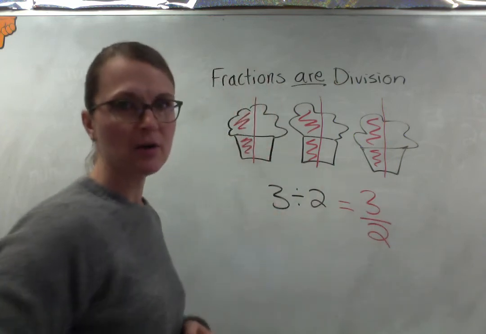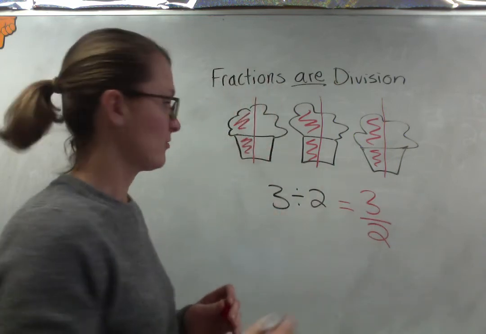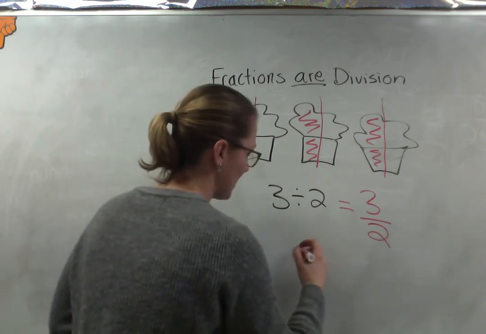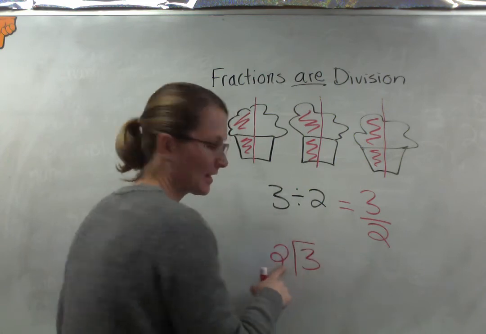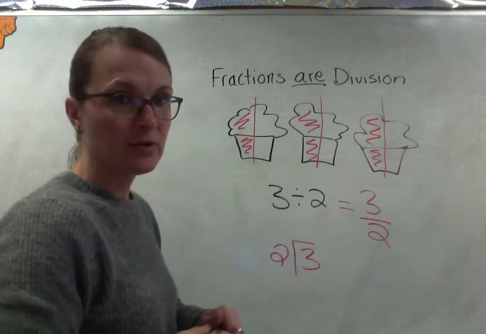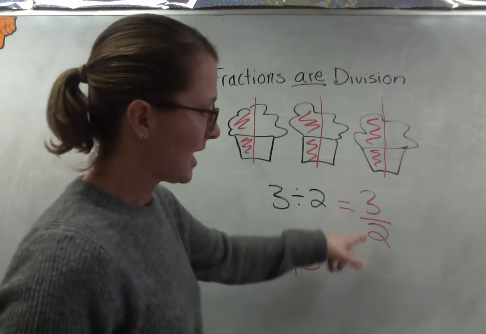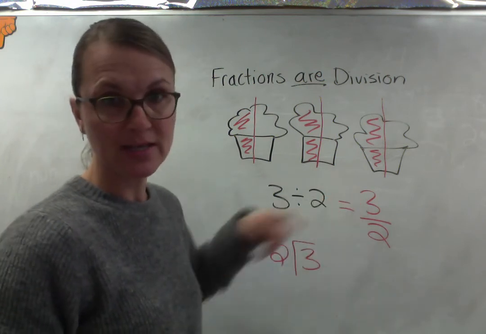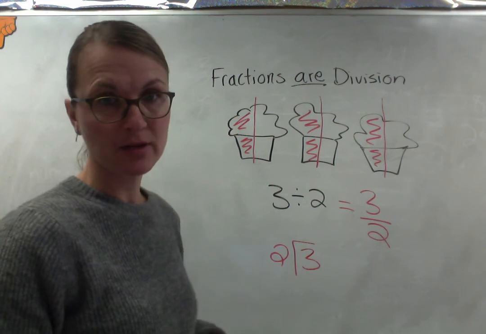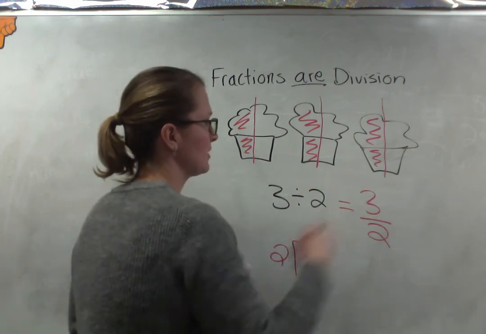The first number is always the number that's being divided, remember. So if you were doing a division problem, it would be the number that goes inside the box. That's always the first number. And the second number goes outside the box. So when you're dealing with a fraction, the first number goes on top and the second number goes on the bottom. So the top number is always the number that is being divided. It is the number that goes inside the box. So you have 3 divided by 2.